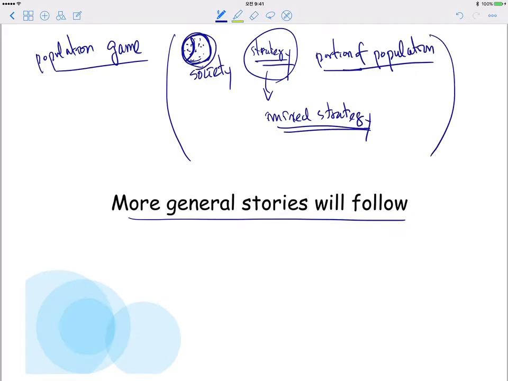So the reason why we are considering this population game is that it provides a different angle to look at the system, to look at the world. And we can have multiple societies in general and different paths, and even do the gaming there. I'm going to talk about the more general stories.